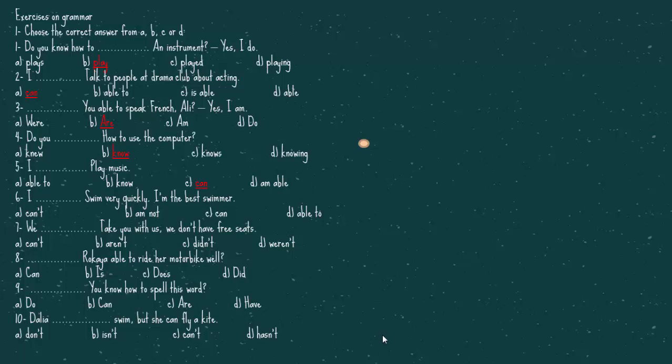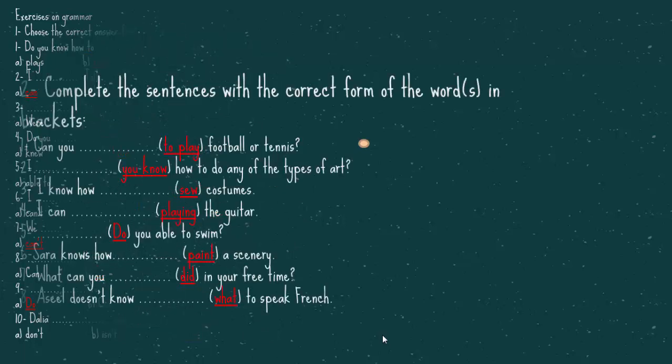Number 6, I swim very quickly. I am the best swimmer. So I can swim. Number 7, we take you with us. We don't have free seats. So the answer is, we can't. Number 8, Ruqayya able to ride her motorbike well. So the answer is. Number 9, you know how to spell this word. So the answer is, do you know? Number 10, Dahlia swim but she can't fly a kite. So the answer is, Dahlia can't swim.